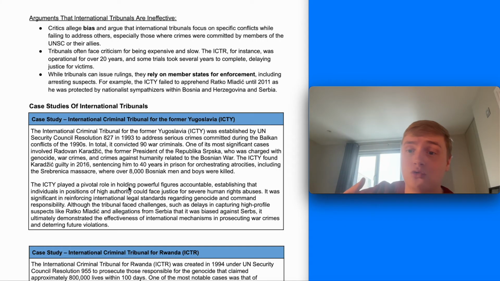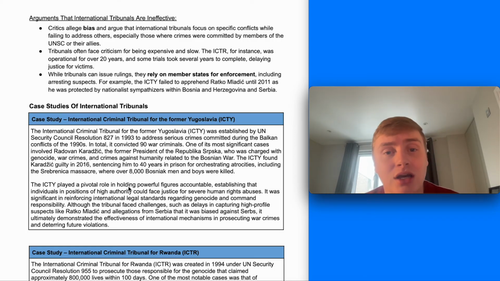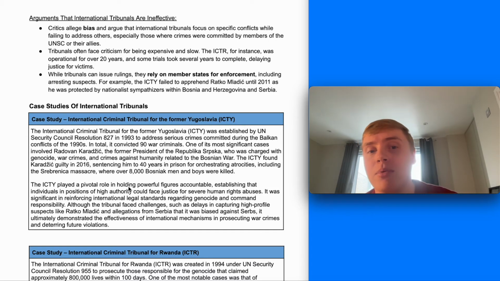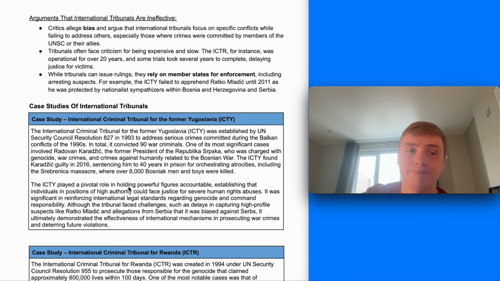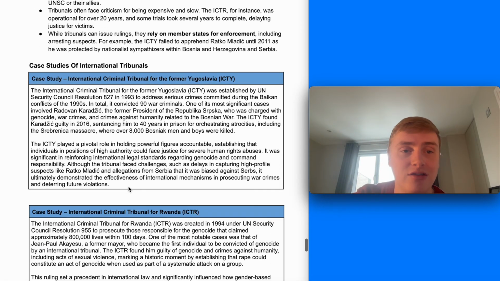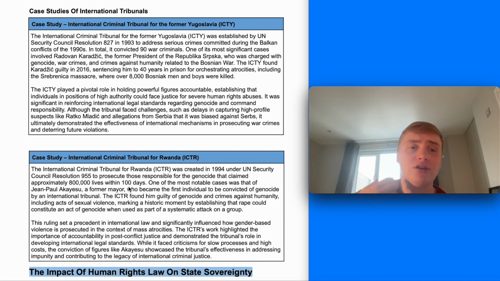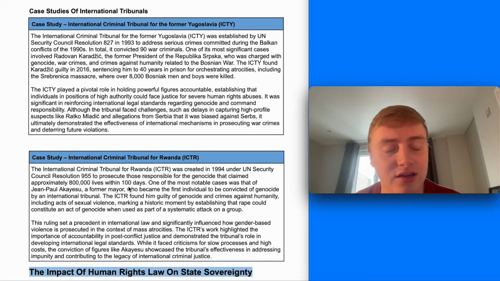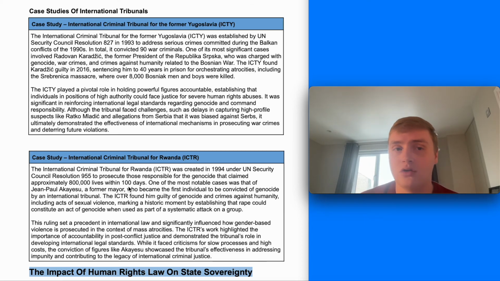So the International Criminal Tribunal for Yugoslavia failed to apprehend Ratko Mladic until 2011, as he was protected by nationalist sympathizers within Bosnia and Herzegovina and Serbia. And that really shows that the fact they don't have their own enforcement mechanisms can limit their ability to uphold human rights. So now we'll look at a couple of these in more detail, and these are kind of the most prominent ones that you're going to be using in your essays.